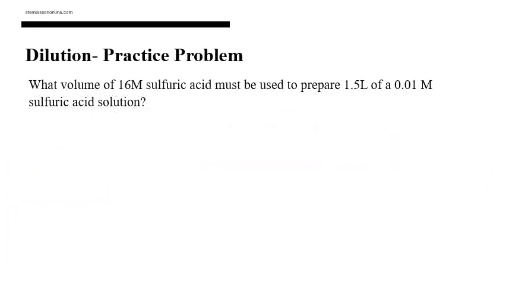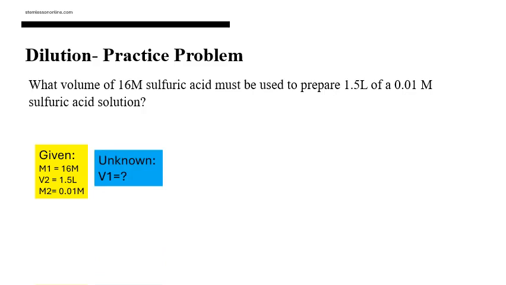Now a dilution question. What volume of 16 molar sulfuric acid must be used to prepare 1.5 liter of a 0.01 molar sulfuric acid solution? So what is given? Let's see. We have the molarity of the first solution, that is 16 molar, and V2 is 1.5 liter, and we need the concentration 0.01 molar. So what is unknown here is the volume 1, which is how much concentrated sulfuric acid we have to take in order to prepare 1.5 liter of 0.01 molar solution.